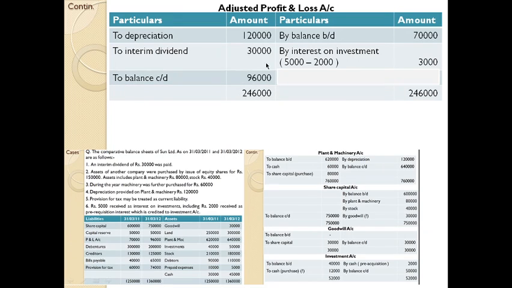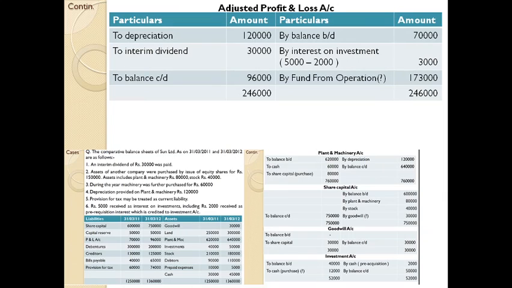So if you take the totals of these two sides, you can see that on this side you will get 2,46,000, but on this side you will not get this total amount. So the difference amount will be considered as fund from operations. This is how you have to prepare an adjusted profit and loss account. So once you have prepared adjusted profit and loss account, you have to go for fund flow statement.